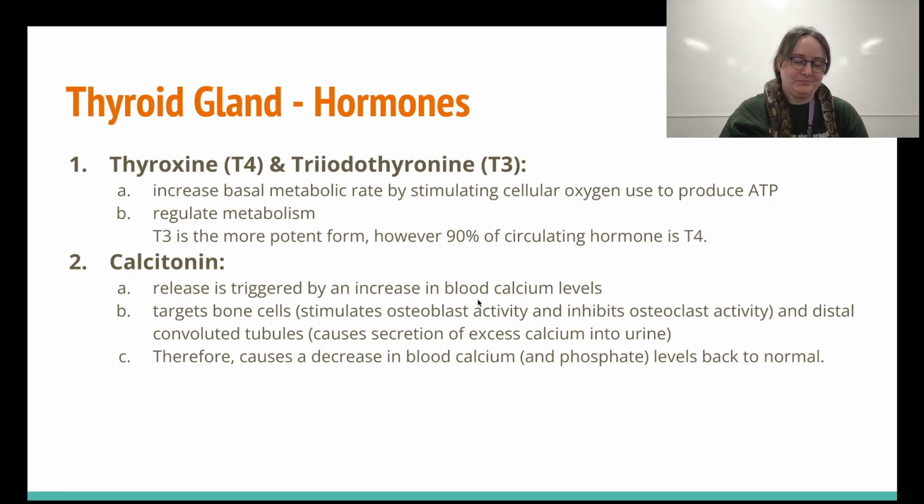So, anyway, thyroxine and triiodothyronine, T4 and T3. This increases the basal metabolic rate by stimulating cellular oxygen use to produce ATP. It regulates your metabolism. T3 is the more potent form, so it lasts less. You'll see that in a chart. Or actually, no, I showed it to you in the last set of lectures, didn't I? Yeah, I did.